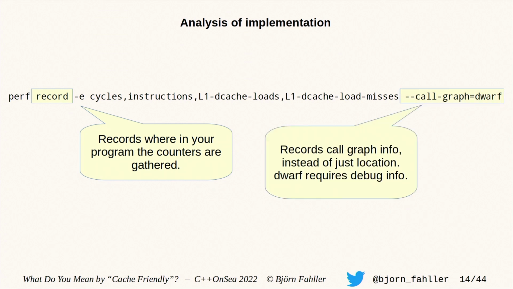The thing I'm adding here is that I wanted to store call graph information, because if you don't, you just see where in the code you are, but you don't see how you got there, because a function may be slow when it's called from one path and fast when called from another path.